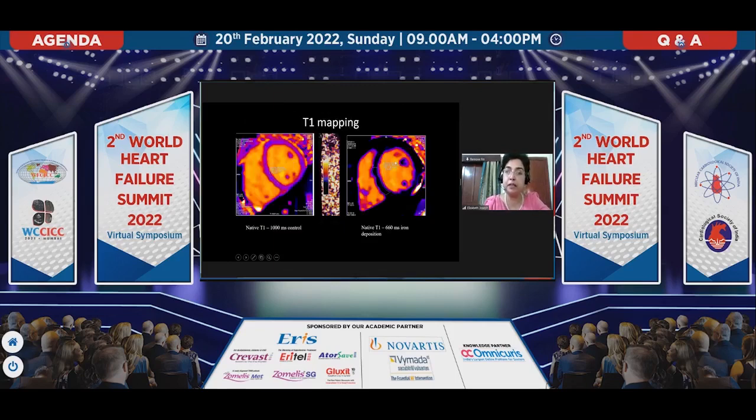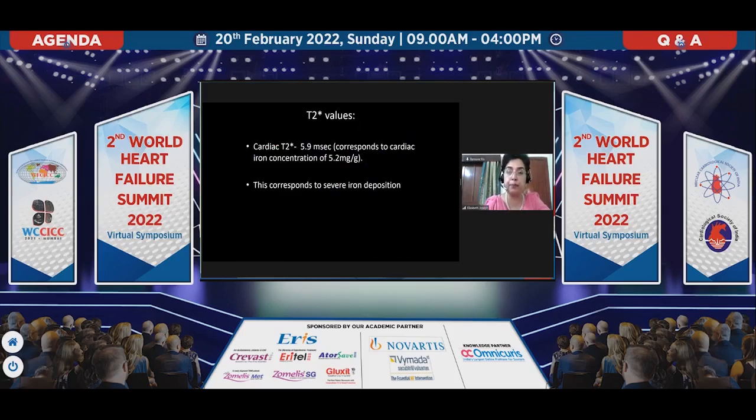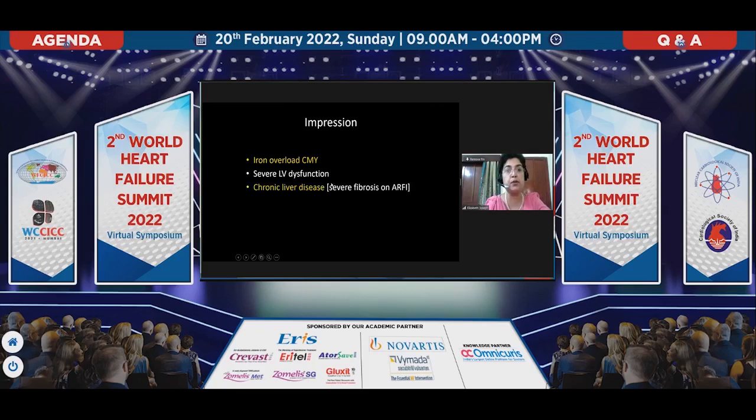And this is a different sequence altogether. This is a T1 mapping sequence, which again showed that the value here was really low. 660 ms is a very, very low value for the myocardium. This sequence called the T2 star sequence also showed that the patient had features of iron deposition. So the patient had iron overload cardiomyopathy.